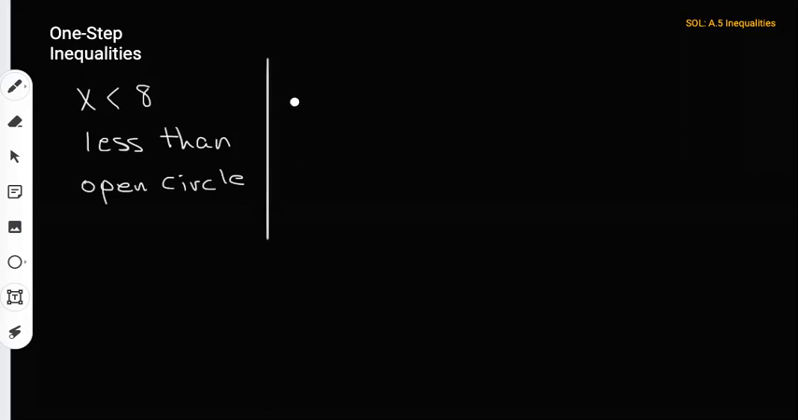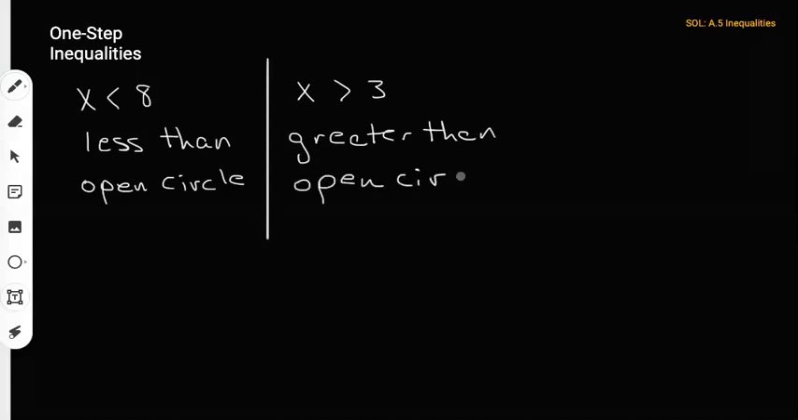The next one that we're going to talk about is greater than. Greater than is going to be similar to the less than, but it's going to point to the number. So let's say x is greater than 3. This means that x is a number that's bigger than 3. So this symbol is the greater than. When we have a greater than symbol and we want to graph this on a number line, we also use an open circle, just like the less than symbol.